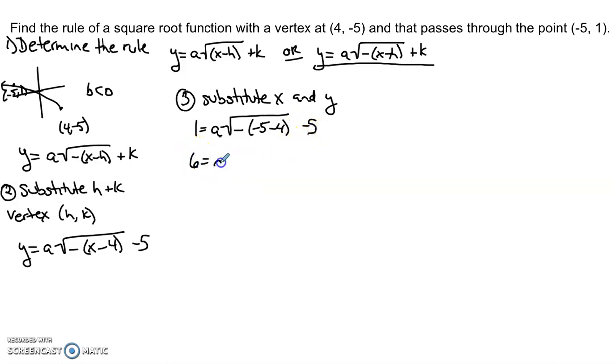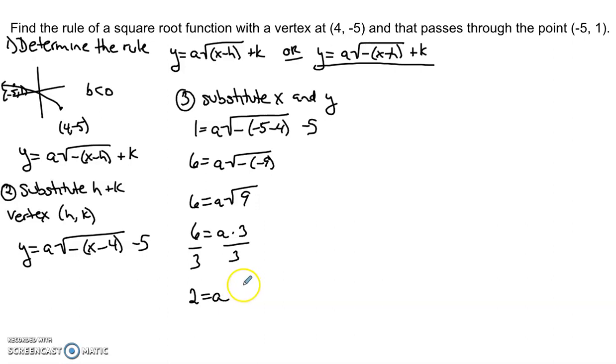We get 6 equals a times the square root of, let's simplify under the square root sign while we're at it, -5 minus 4 is -9. We can simplify this further. 6 equals a times the square root of, a -9 is +9. The square root of 9 is 3, so 6 equals a times 3. We can divide both sides by 3, and we're left with 2 equals a.